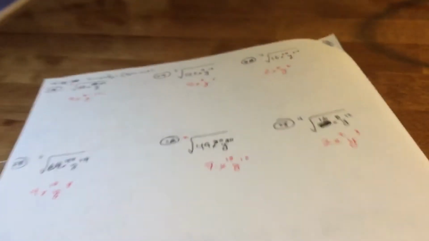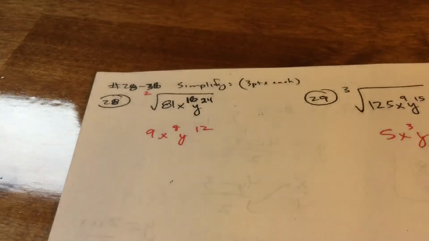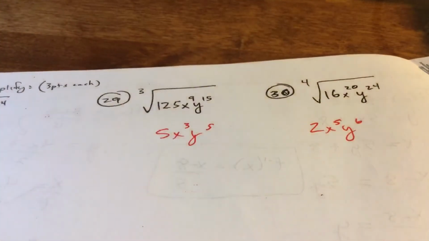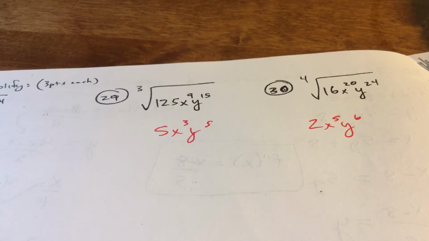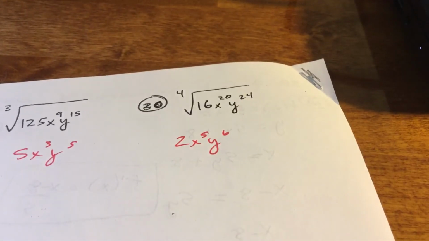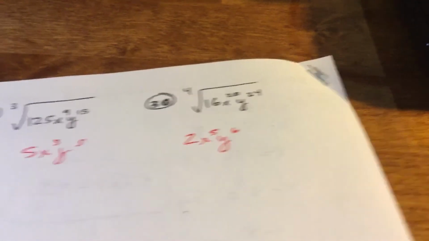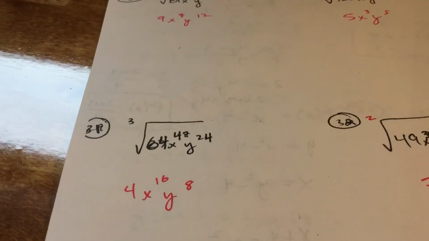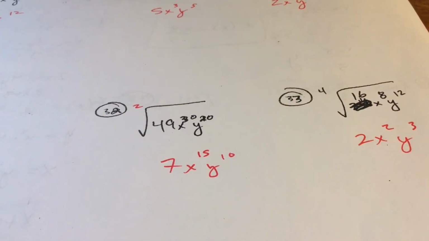Again, right now, Thursday or Friday of this week, just use this to check some of the answers that you can do. You probably can't do all of this yet, and that's no big deal. The little 2 on the outside, taking the square root, dividing the exponents by 2. Dividing the exponents by 3, taking the cubed root. Taking the 4th root, dividing the exponents by 4. Pause this whenever you need to.